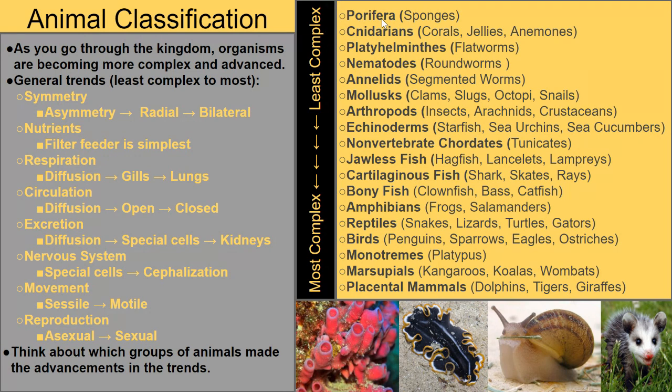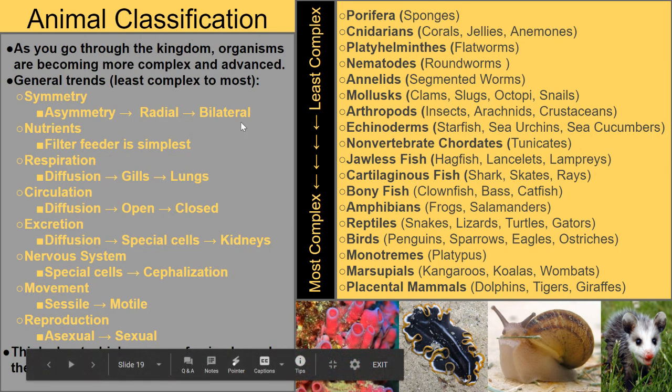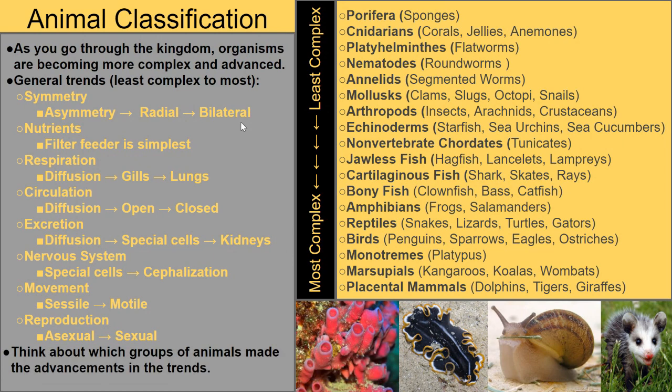Then you have some organisms that have radial symmetry. That's the type of symmetry that goes around a circle. And those include Cnidaria and also our echinoderms. So Cnidaria like corals and jellies, and echinoderms like starfish. And then actually all the rest of our organisms, whether they're flatworms, roundworms, segmented worms, clams, different types of fish, amphibians, reptiles, birds, and different types of mammals, they all have bilateral symmetry. Bilateral symmetry is the most complex type of symmetry.